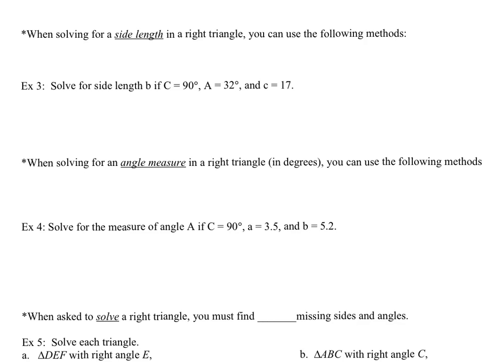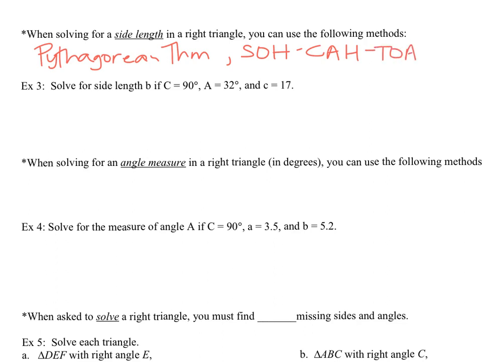The second part of 13.1 has us utilizing that SOHCAHTOA phrase to help find side lengths and angle measures in right triangles. When solving for side length in a right triangle, you can use the following methods. Yesterday we talked about Pythagorean theorem. As long as you know two sides, you can always find the length of the third side. But we can also use that SOHCAHTOA phrase not just for creating all the fraction answers, but for finding specific side lengths and angles. You'll want your calculator to try and plug this in.